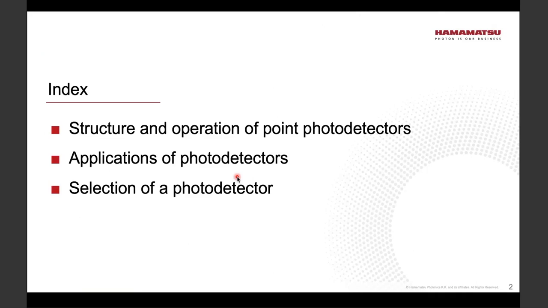This presentation is divided into basically three parts. In the first part, we'll talk about structure and operation of point detectors, four in particular. Then we'll discuss some applications of photodetectors, focusing on those applications where a given photodetector is a good match. And we'll also discuss an application where a given photodetector is not such a good match. And time permitting, we'll spend some time discussing the process of selection of a photodetector.